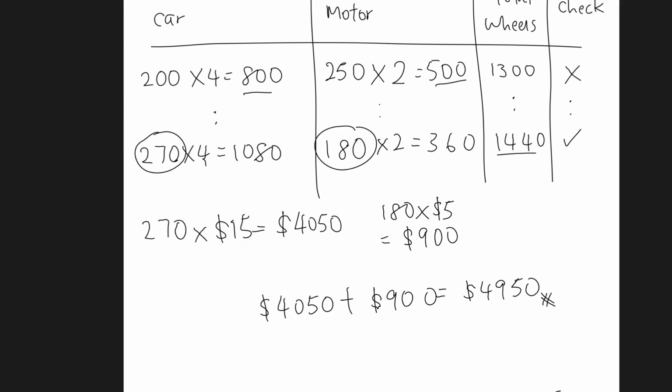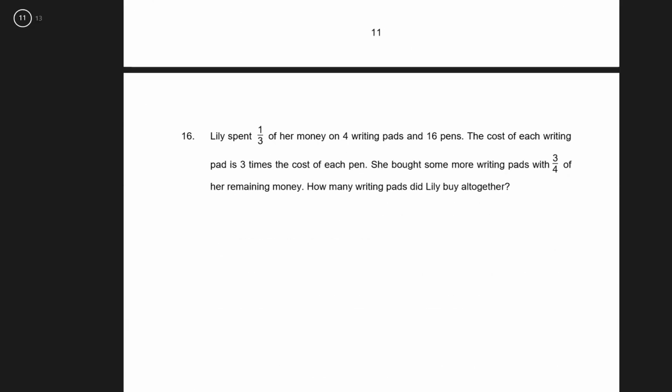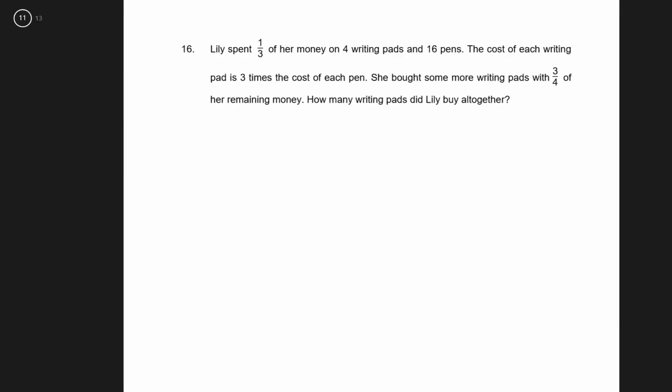Okay. Alright. Question 16 now. Question 16: Lily is going to spend 1/3 of her money on 4 writing pads and 60 pens. Now the cost of each writing pad is 3 times as much as a pen. Again, if you remember what we did at the start of the year, we always want to take a sentence, a short story, and turn it into a drawing.